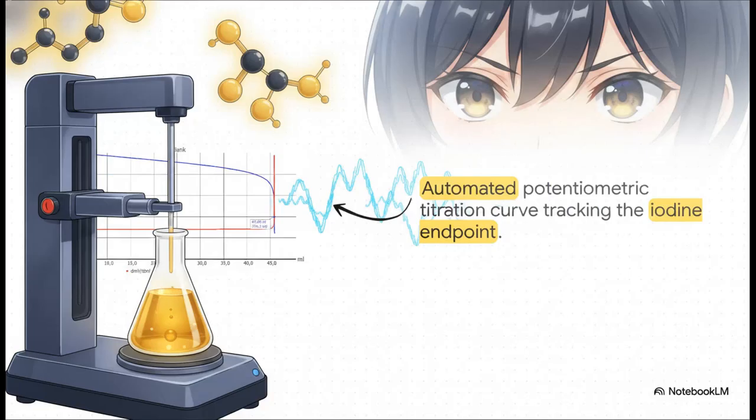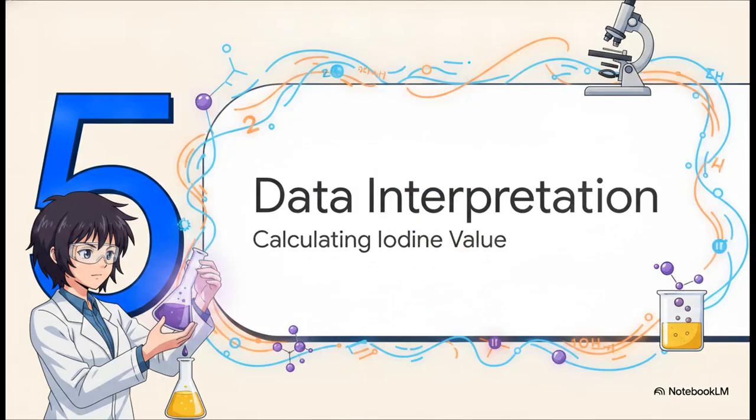Now, while we can totally observe that stunning color change manually, modern analytical laboratories often use automatic titrators. These devices flawlessly track the sharp, sudden voltage drop on a potentiometric curve, giving us an incredibly precise, mathematically determined endpoint, the exact millisecond the last drop of free iodine is neutralized. Which brings us to Section 5, Calculating and Interpreting Data.